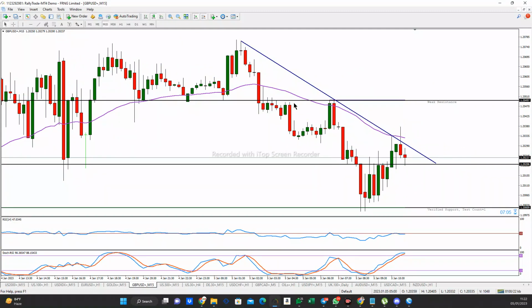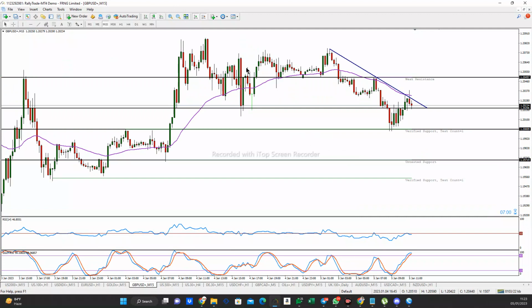Okay, so my preference for GBPUSD is a sell, right? So once price breaks here and then closes below, you want to go in for a sell here.